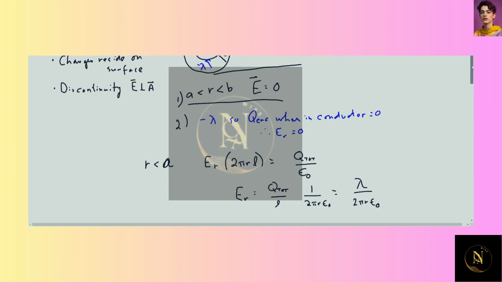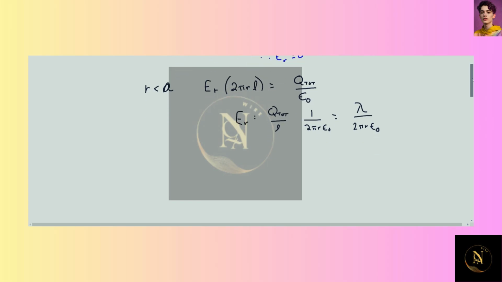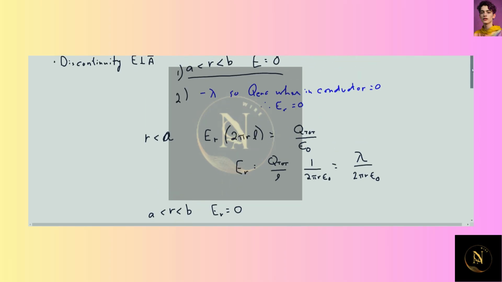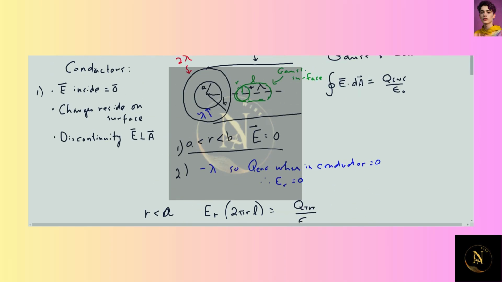So that says that the electric field decays in an inverse way as you get further away from the wire. And as we said earlier, in between the walls of the conductor, the electric field vanishes. And now for R greater than B, again, we can draw a surface outside the tube.